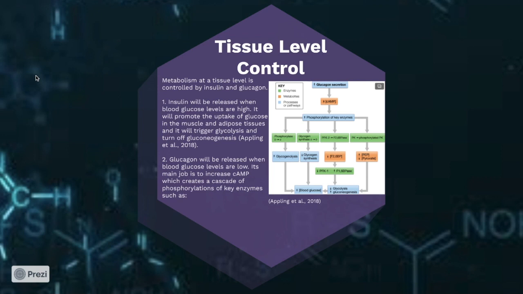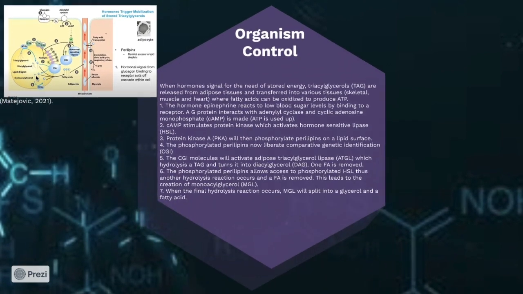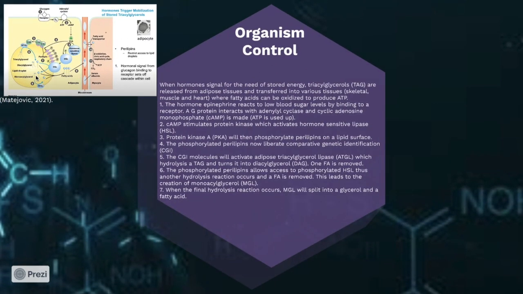Both insulin and glucagon are key to managing blood glucose levels and the generation and use of ATP. When hormones signal for the need of stored energy, TAGs are released from adipose cells and transferred into various tissues where fatty acids can be oxidized to produce ATP. The hormone epinephrine starts this cascade of reactions to remove one fatty acid at a time until there's one glycerol and one free fatty acid. The free fatty acid is transferred into the blood by serum albumin.